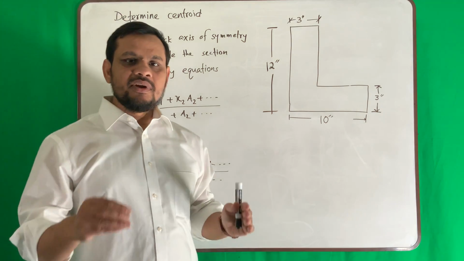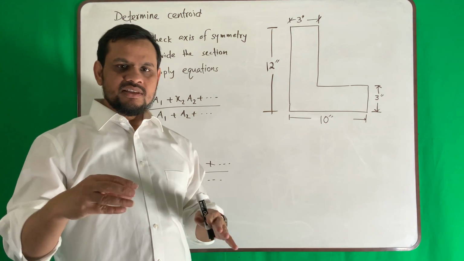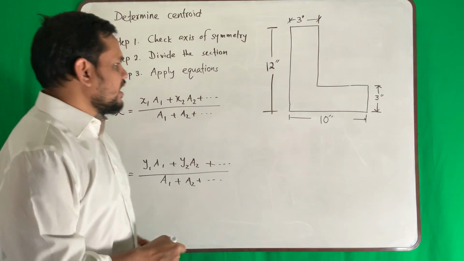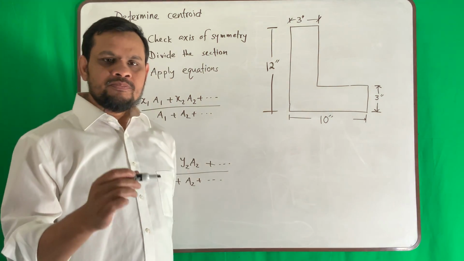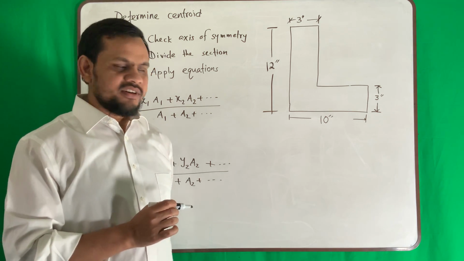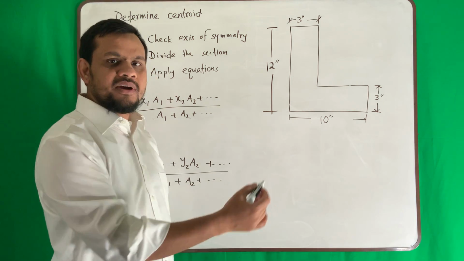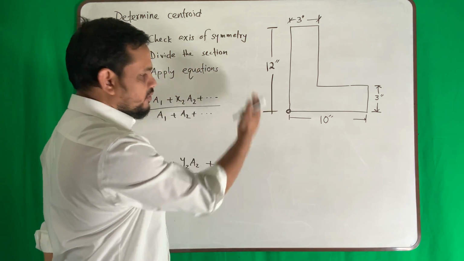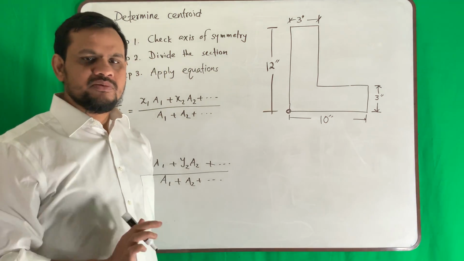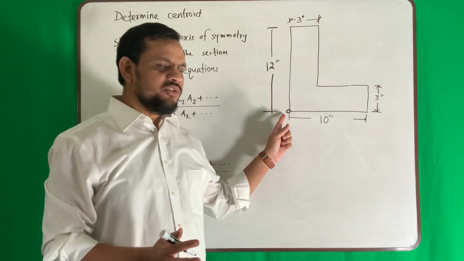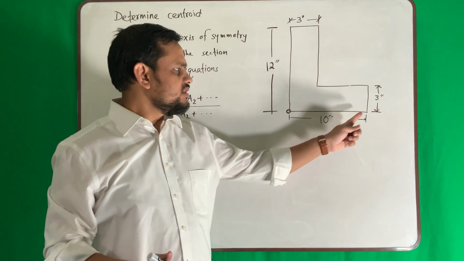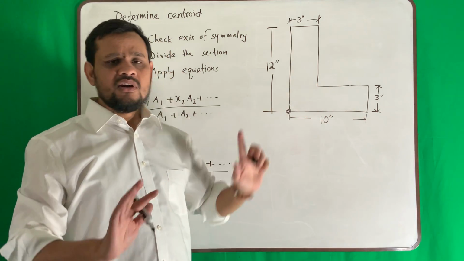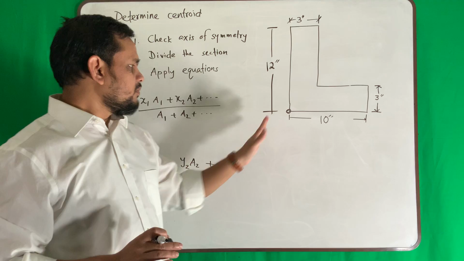Centroid means center of gravity, where all the mass can be concentrated. To find this, we need to assume a reference point. That means from where my centroid is located. So commonly we use the bottom left section. Commonly used, yes. There is no rule that you must use it. You can use any other point as your reference point, whatever it is.